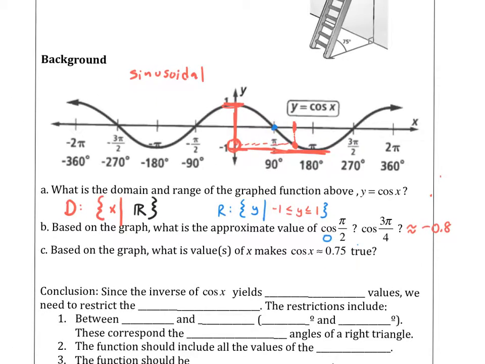Now chat with your neighbor. Based on the graph, what values of x make this true? That x, the cosine of x is approximately 0.75. So go to 0.75 here, and then find the values of x.